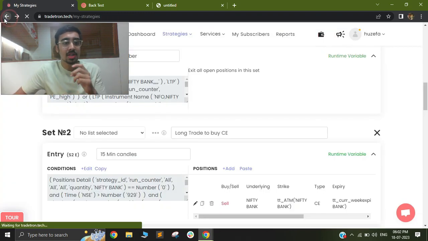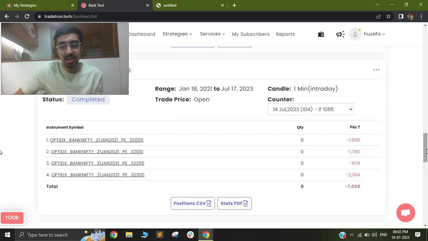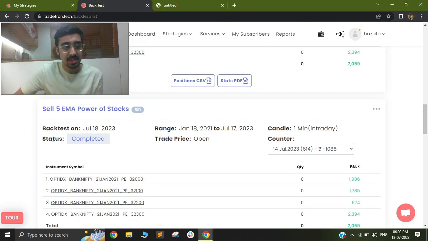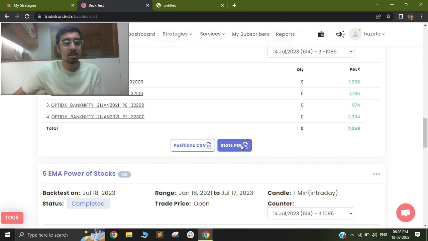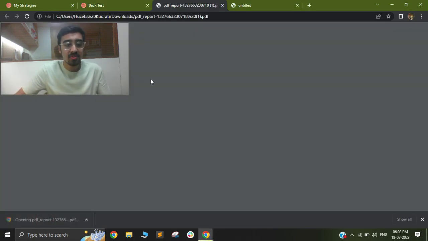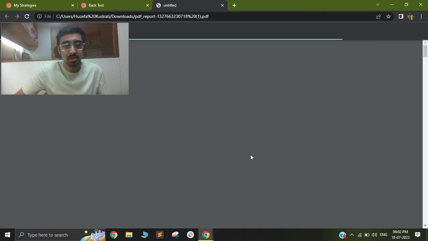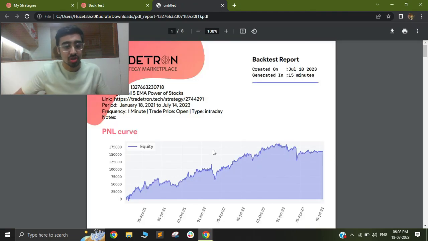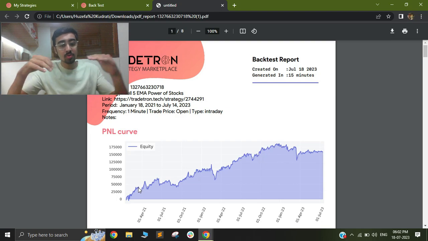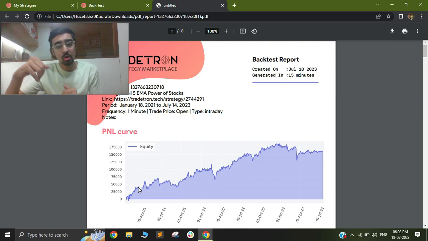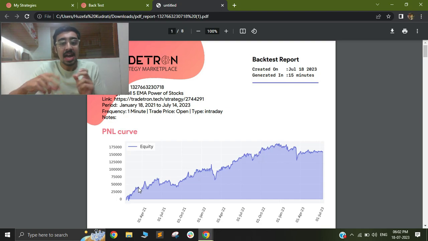By just doing a simple change like this, if I go to the backtest report for this strategy, which is sell 5 EMA power of stocks, I will be able to generate a report like this. If I open this report, you will see that the situation has completely changed. Instead of an equity curve going straight down, it is now trending up, which means that just by changing the direction, I have gotten a fairly good return out of a strategy that I would otherwise have completely avoided or abandoned.